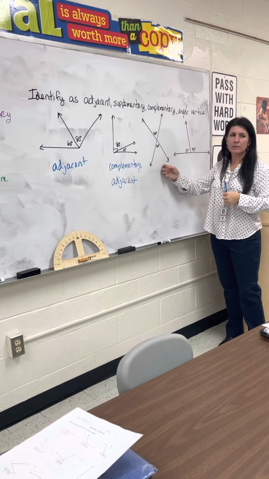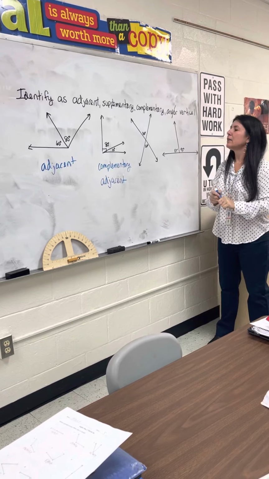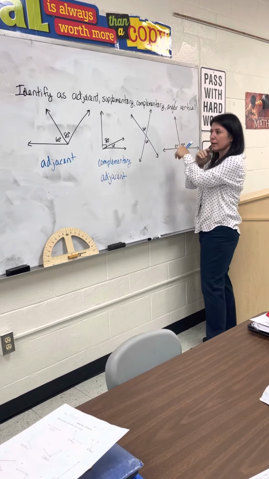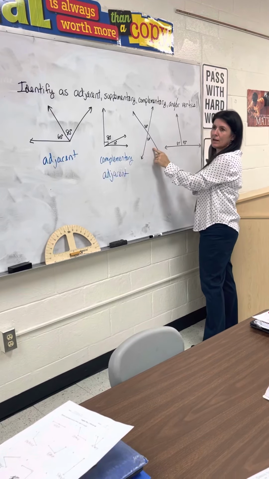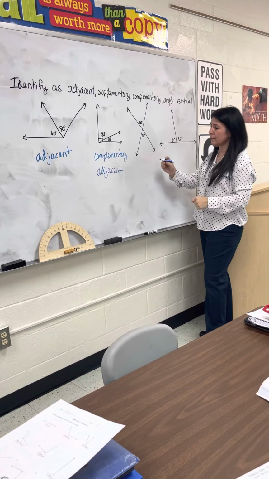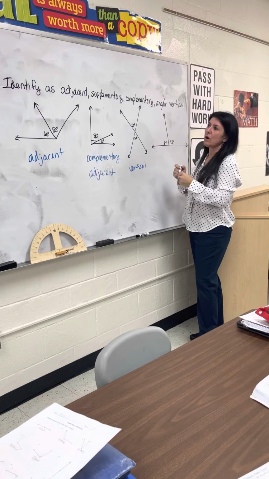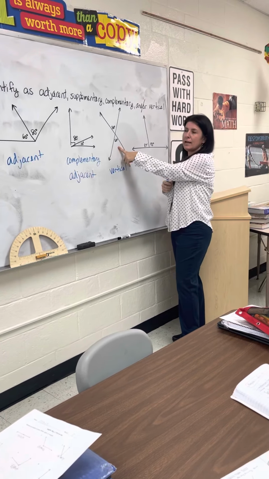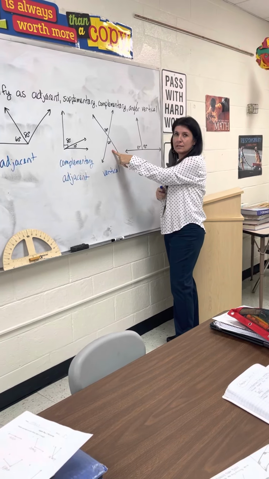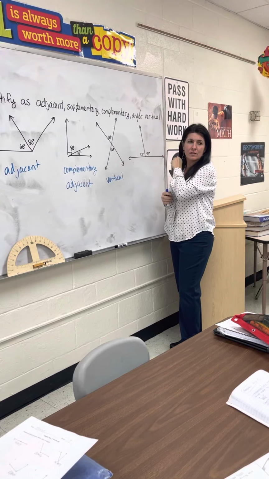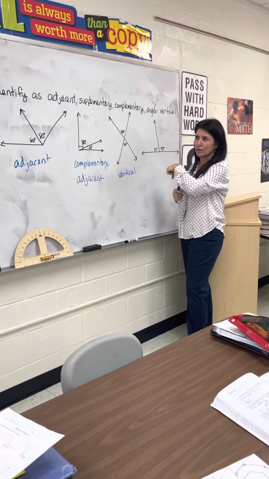What about this one? What's this one? Vertical. It's vertical. This is that X that I was talking about. These two angles that are highlighted are vertical angles. They are not supplementary, they don't add to 180. They're not complementary, they don't add to 90. And they're not adjacent, they're not next to each other, they're opposite one another.